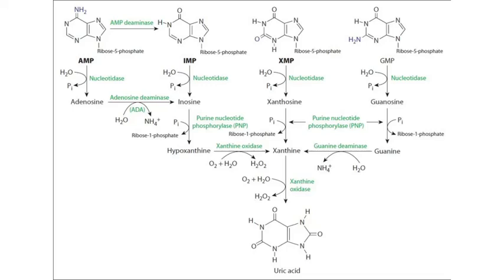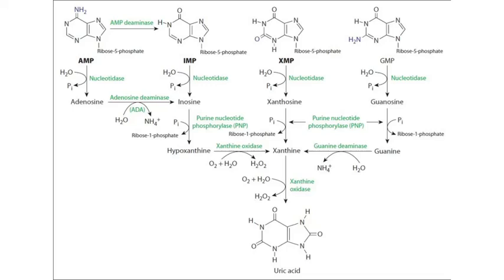Then hypoxanthine is oxidized into xanthine by the enzyme xanthine oxidase. Finally, xanthine is further oxidized by the same enzyme into uric acid. This is the final breakdown product in humans, which is then excreted through urine. Let me know if you'd like to dive deeper into any part of that process.